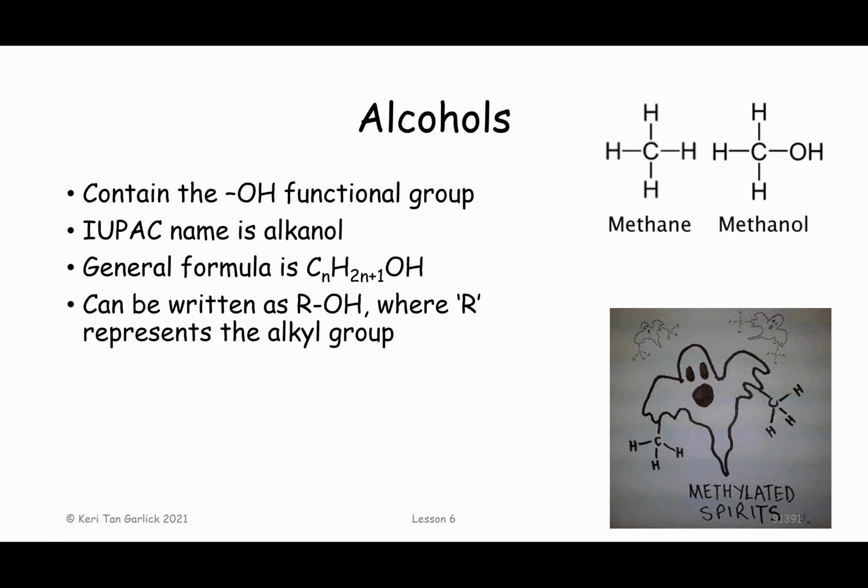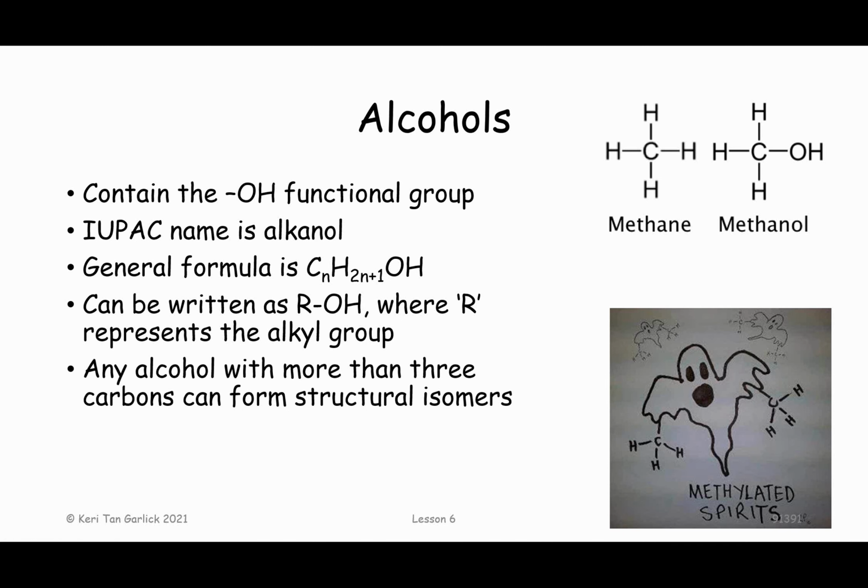You might also see this written as a shorthand, so an OH with the R, and the R in general just refers to some sort of carbon chain. It's usually just a placeholder. Cool. Any alcohols with more than 3 carbons can form structural isomers. If I have 1, then obviously it's on carbon 1. If it's 2 carbons, then it can be either on 1 or 2. Unless I start having multiple alcohols, then I need to specify which one's on.